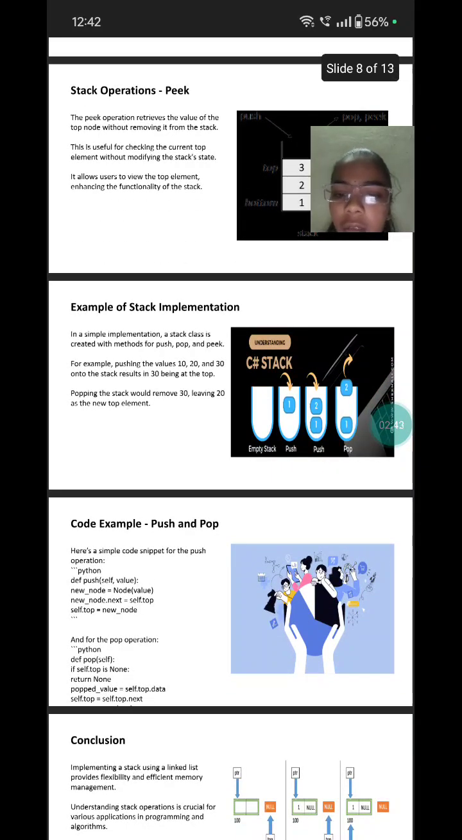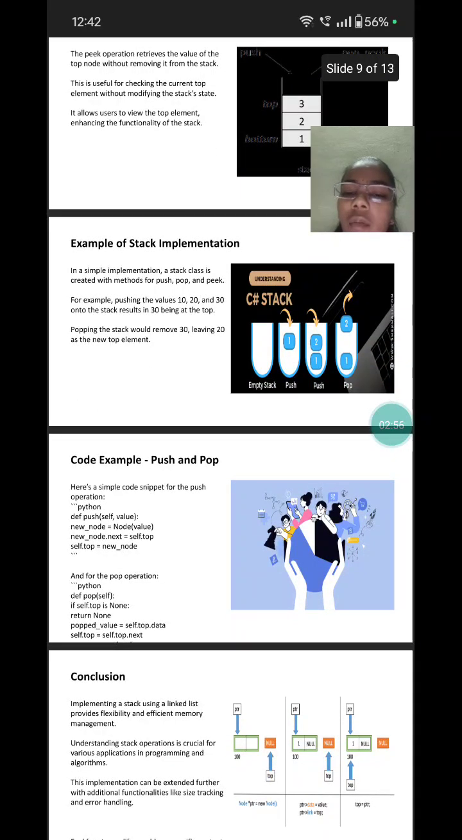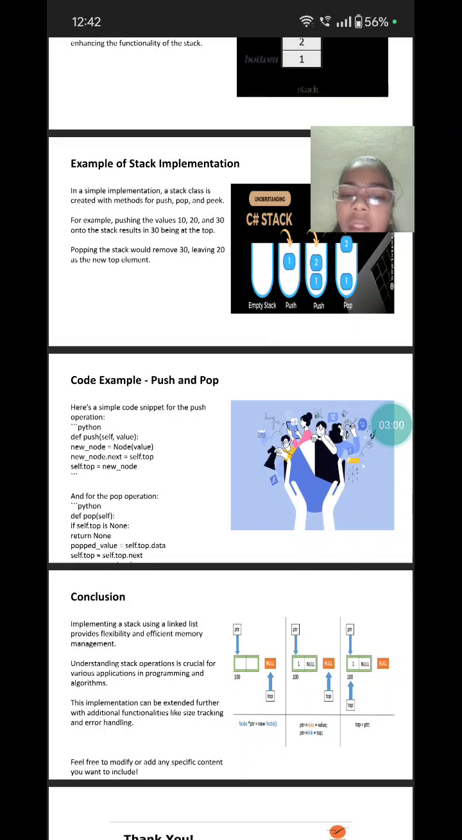Example of stack implementation. In a simple implementation, a stack class is created with methods for push, pop, and peek. For example, pushing the values 10, 20, and 30 onto the stack results in 30 being at the top. Popping the stack would remove 30, leaving 20 as the new top element. Next, code example: push and pop.